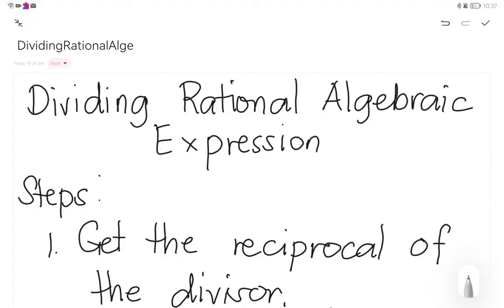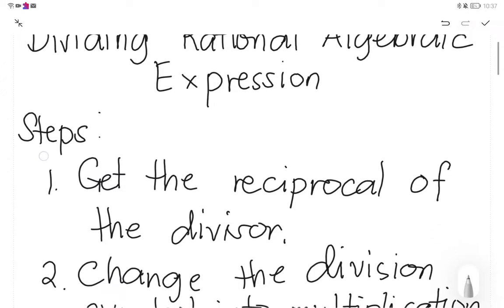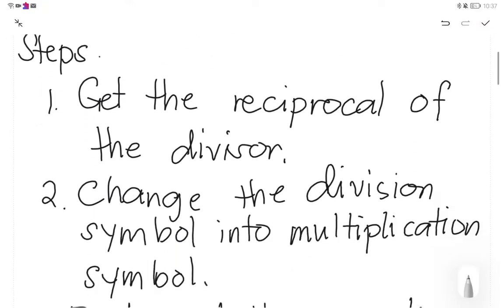Good day everyone. Today we are going to discuss dividing rational algebraic expressions. Now these are the steps in how to divide rational algebraic expressions.